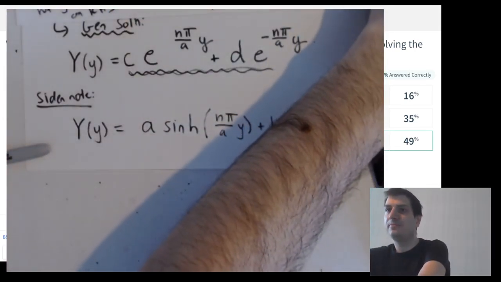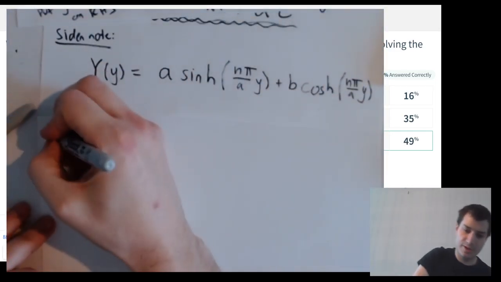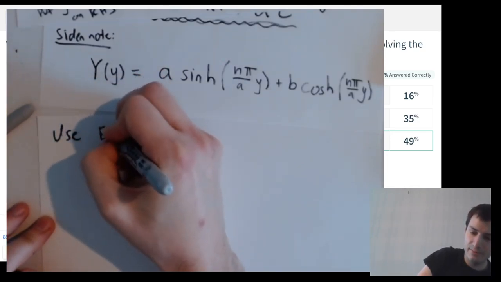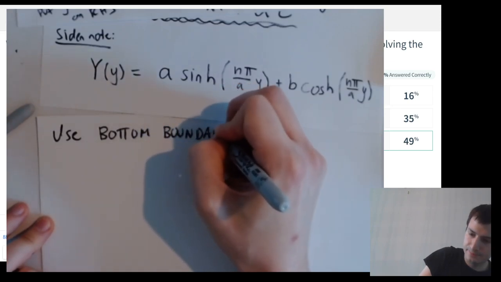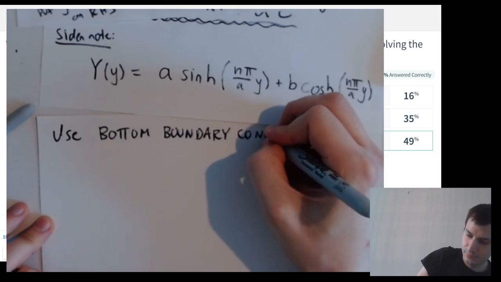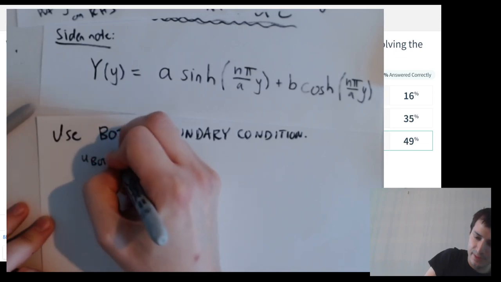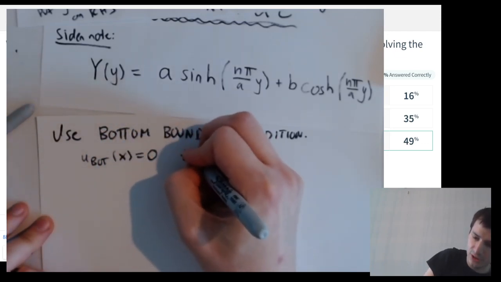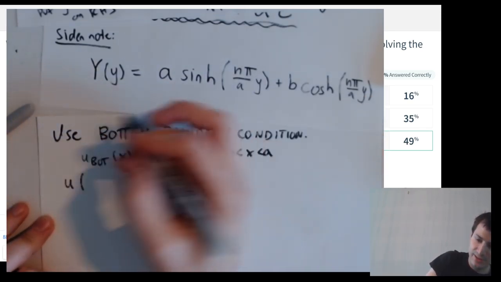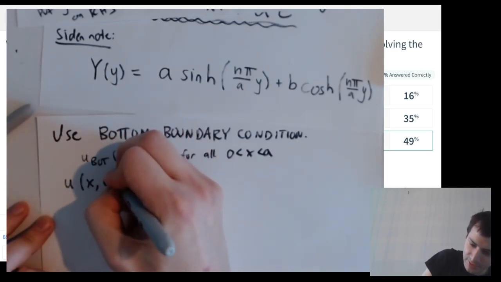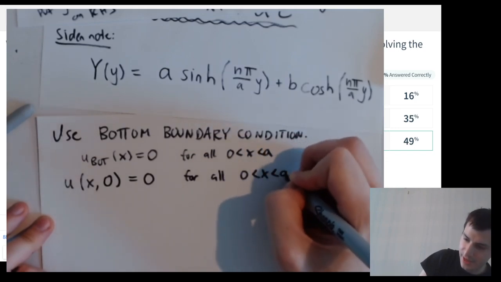Get a new piece of paper. So I'm going to be using the bottom boundary condition. That says that u bottom of x equals 0, and this is for all 0 less than x less than a. And what that means is that the function u of x at y equals 0, that's the bottom, is equal to 0 for all 0 less than x less than a.